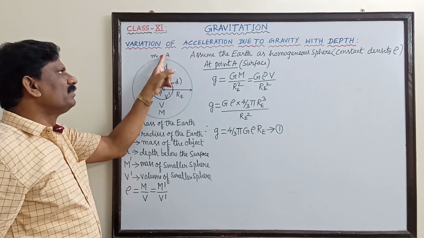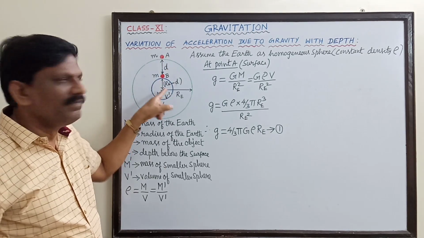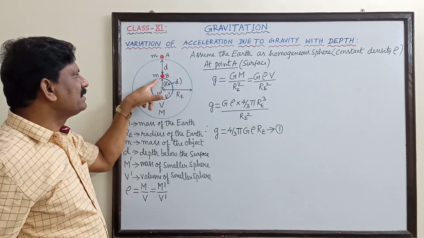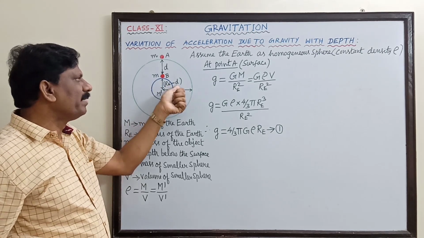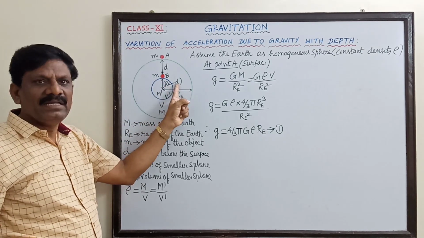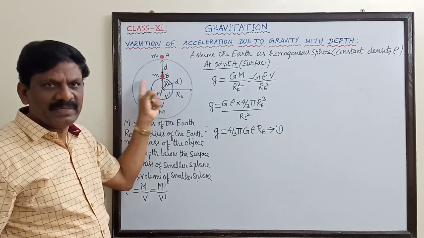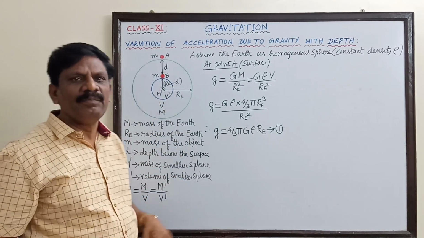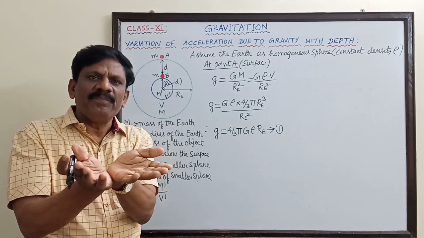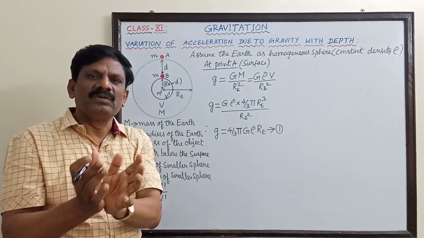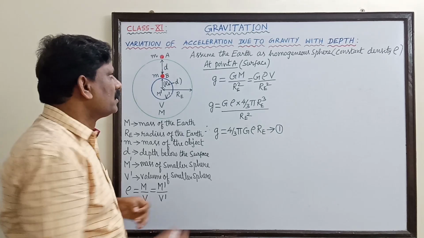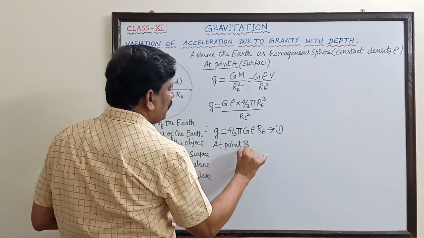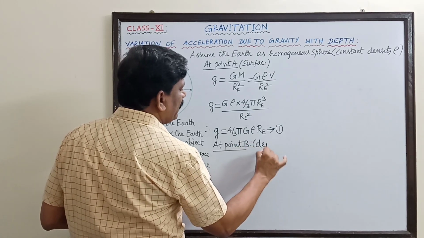Now, if I assume that mass m is shifted to a point B, which is at a depth d below the surface, what will be the actual distance of this mass from the center of the earth? It will be Re minus d, is it not? Re minus d. That is also equal to the radius of the smaller sphere. I told you that when you go below the surface of the earth and stand at a point B, the sphere which is below the feet, that much mass only is going to pull you down. Understand that? So now I will take another point, that is point B, at a depth d.